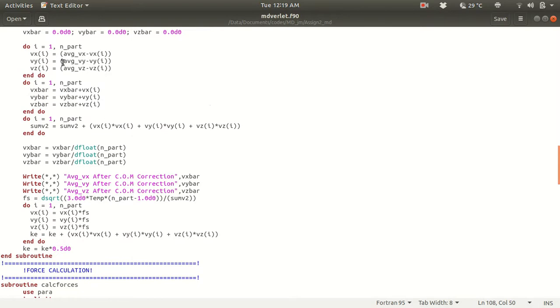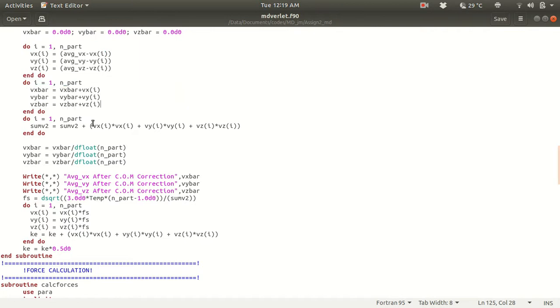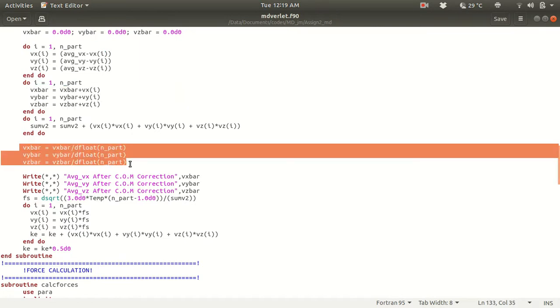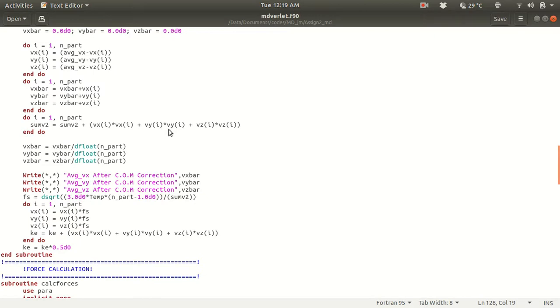So I have just calculated these corrected coordinates, and then I have calculated the average velocities of these corrected coordinates. Here Vx bar is basically the new average velocity after correction, and similarly Vy bar and Vz bar. And sum b2 is basically the variable to collect the v square, Vx square plus Vy square plus Vz square, which I will be using to calculate the kinetic energy.